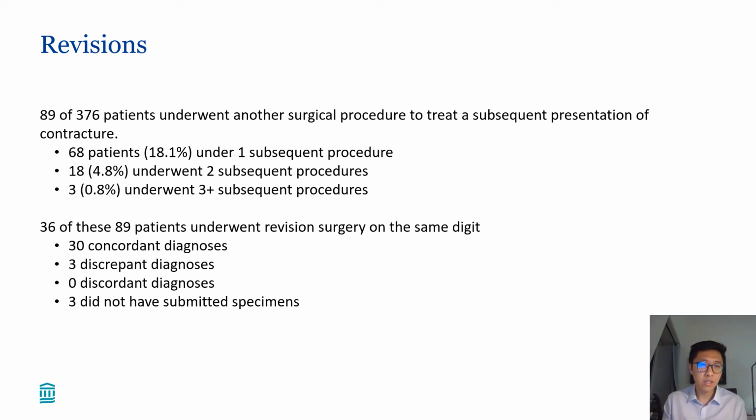Of those 89 patients, 36 underwent a revision surgery on the same digit. Of those 36, 30 had concordant diagnoses, 3 had discrepant diagnoses, and again, 0 had discordant diagnoses that changed their management in some way. The other 3 did not have any submitted specimens.